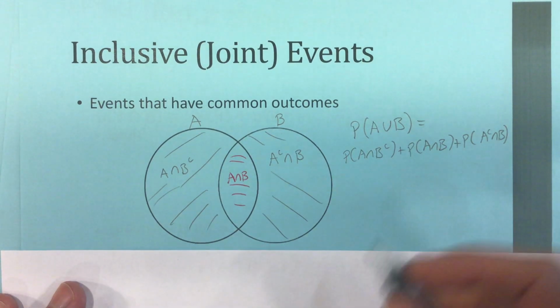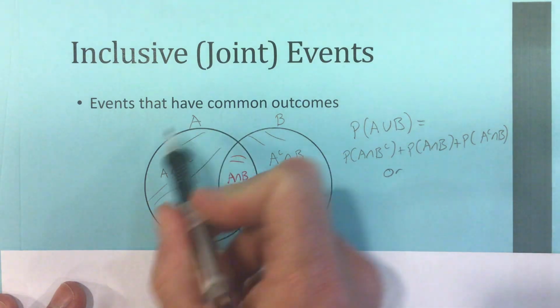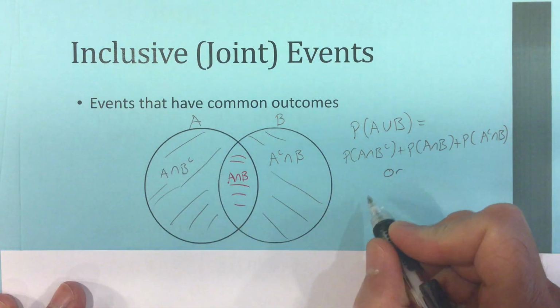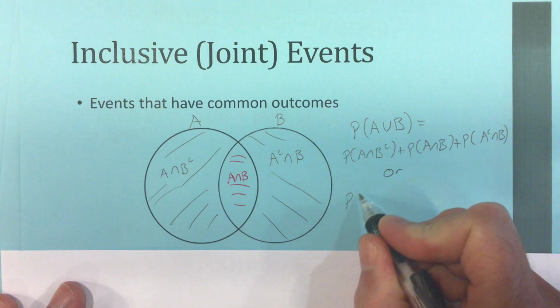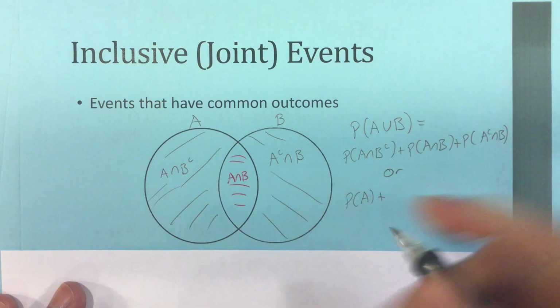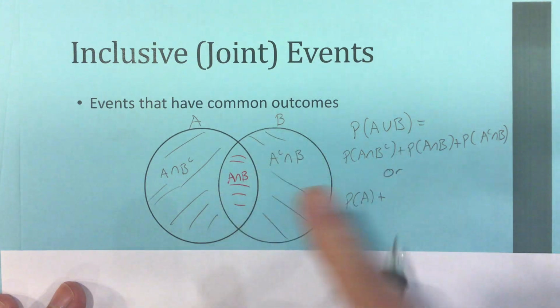Okay, let's look at another way I could do it. How about if I take all of A, and then I would just have to add this bit over here.